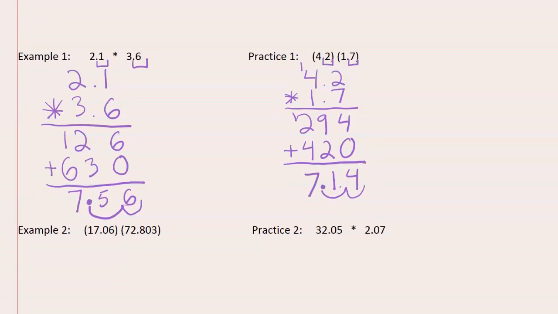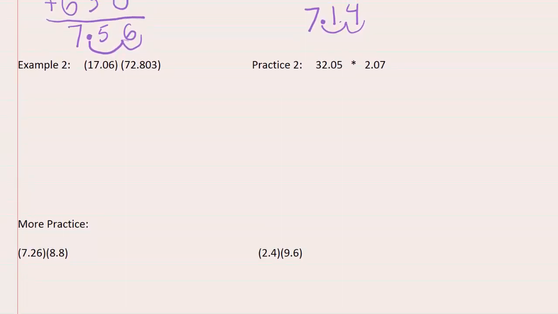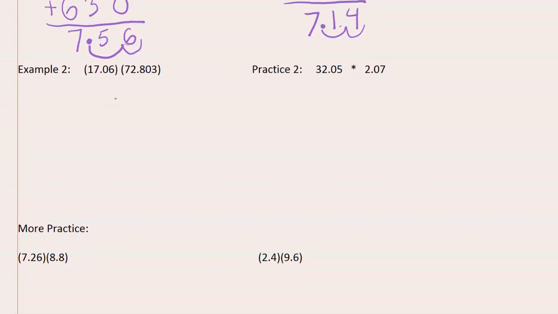Okay, so that wasn't too bad. Let's go ahead and do another example that's a little bit more challenging. Got more digits in this problem. So we're going to do 17.06 times 72.803. Okay, now when we go to do this multiplication, I'm going to try to write small so I have plenty of space.